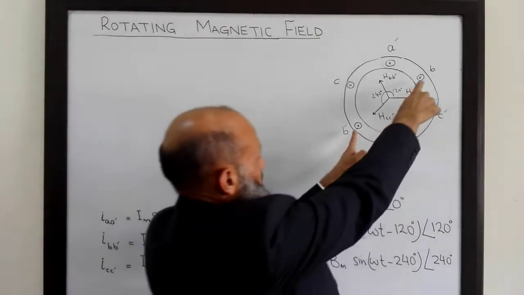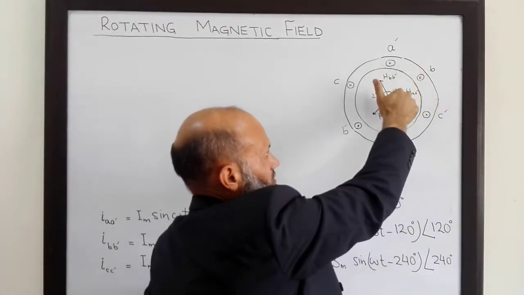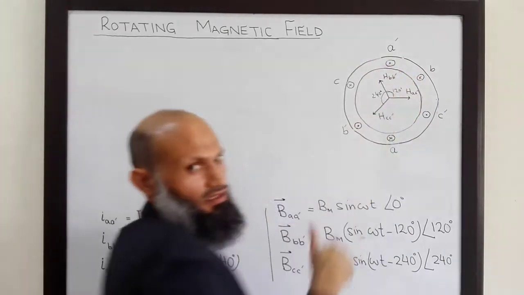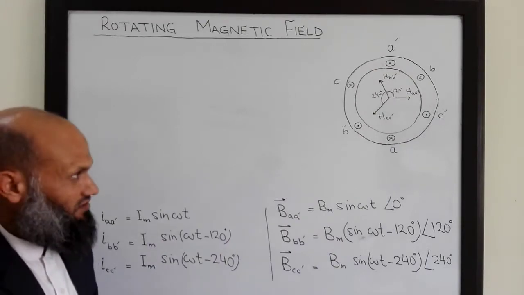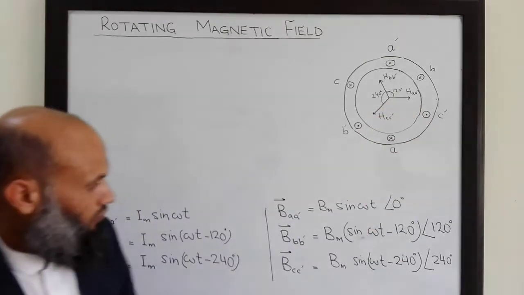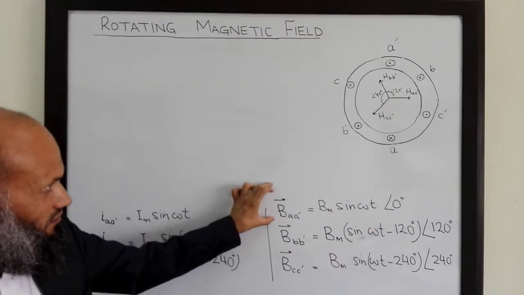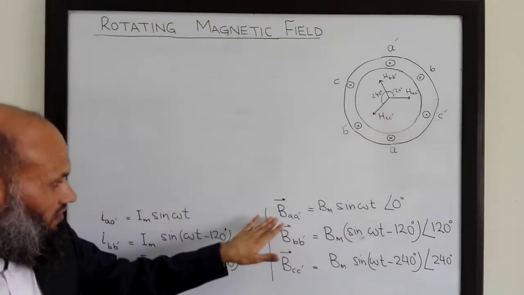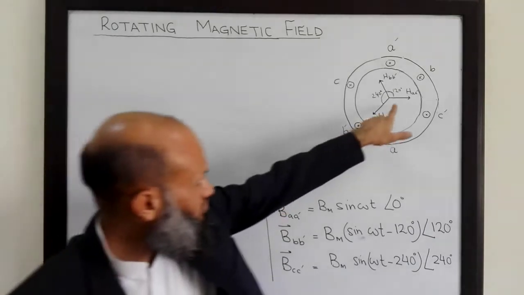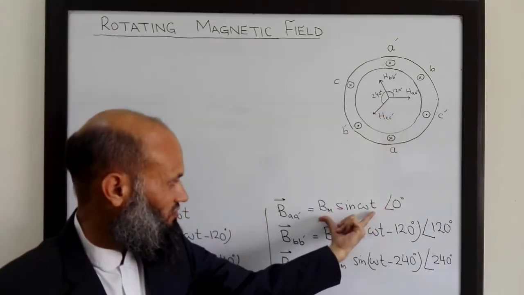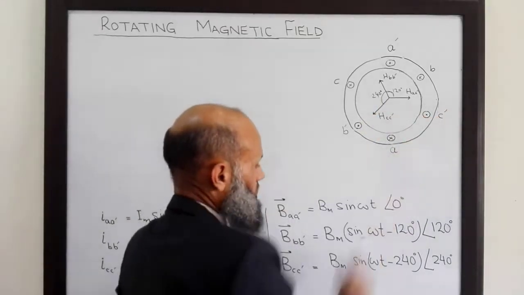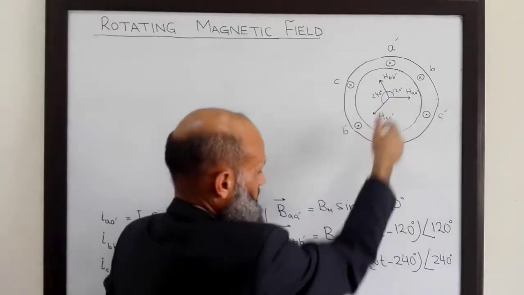Similarly, due to current in this coil, there will be a magnetic field. The direction of that magnetic field can be determined by the right hand rule, as we discussed in the last lecture. Due to these magnetic fields, flux will flow, and flux densities due to all these magnetic fields are written over here. The flux density due to this magnetic field has this magnitude and this direction. Direction is towards right at an angle of 0.